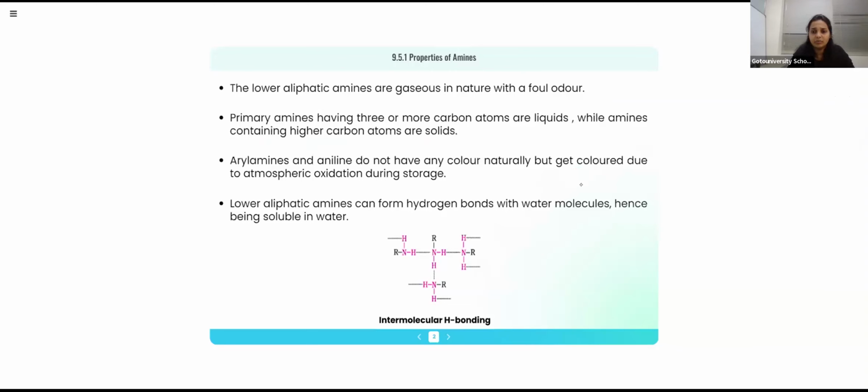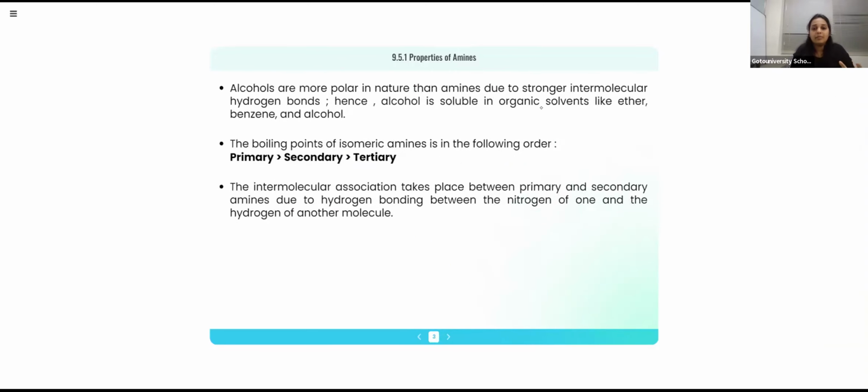Then I told you about the boiling point. If you are taking amines, which one has the highest boiling point? Primary, then secondary, then tertiary. Why is it like that? Why does the tertiary have a lower boiling point? Boiling means we have to separate the molecules. When the interaction between the molecules is strong, it is not easy to separate them.